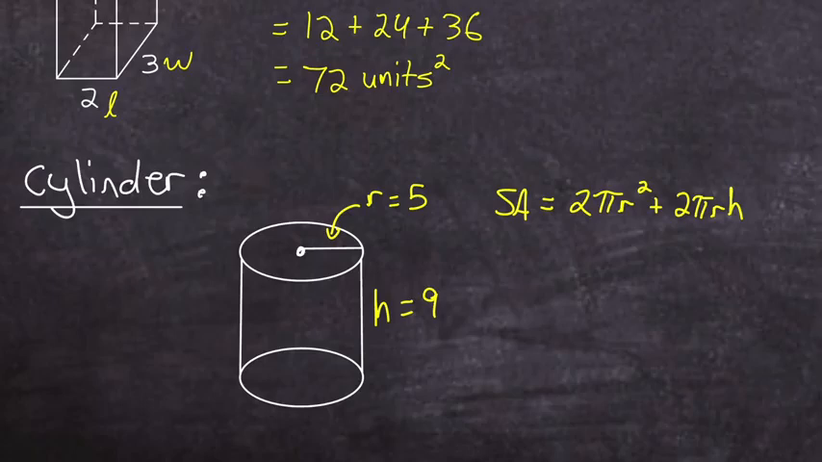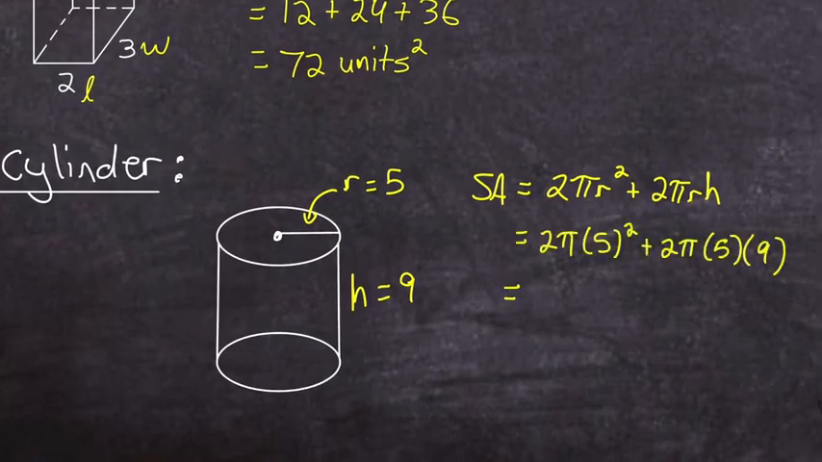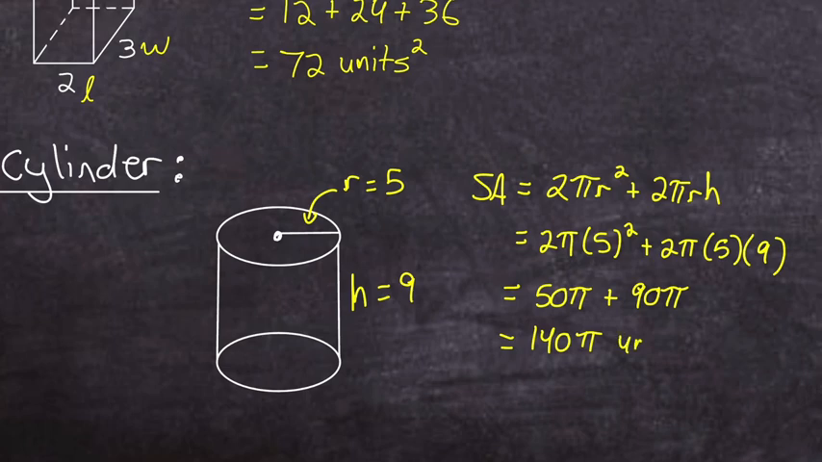And then if I sub into this formula, if I simplify, I get 50 pi plus 90 pi. Collecting those together, that's 140 pi units squared, right? Surface area is an area, it's units squared.